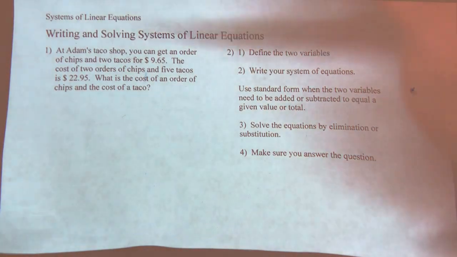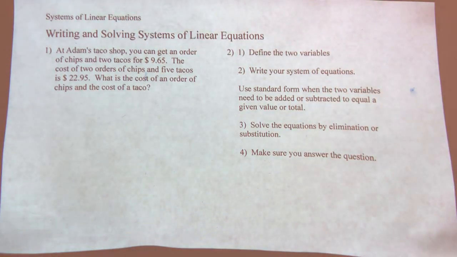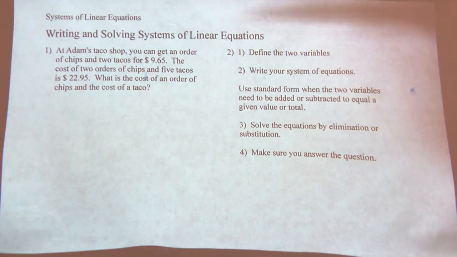Okay, so this video is about writing and solving systems of linear equations. The equations are going to be in standard form. At Adam's Taco Shop, you can get an order of chips and 2 tacos for $9.65. The cost of 2 orders of chips and 5 tacos is $22.95. What is the cost of an order of chips and the cost of a taco?